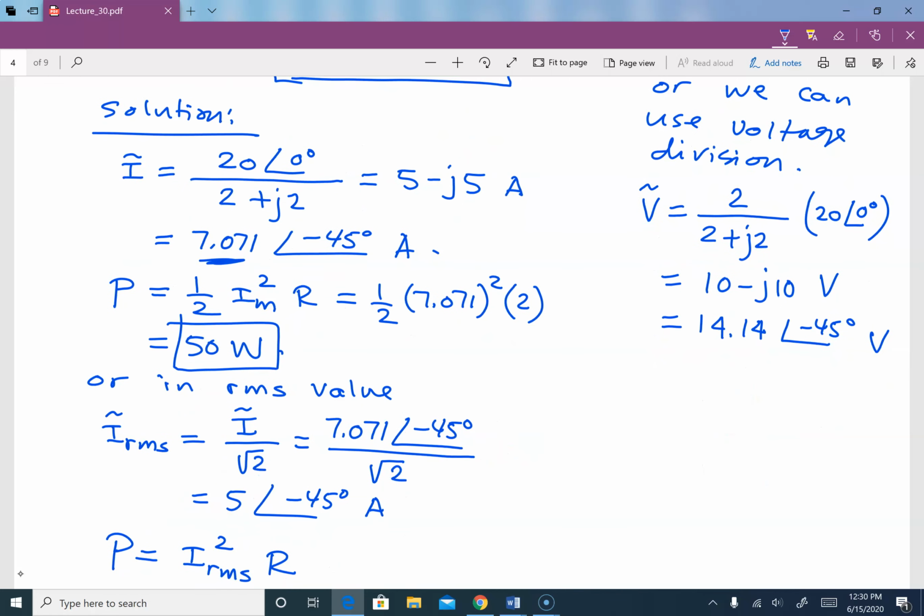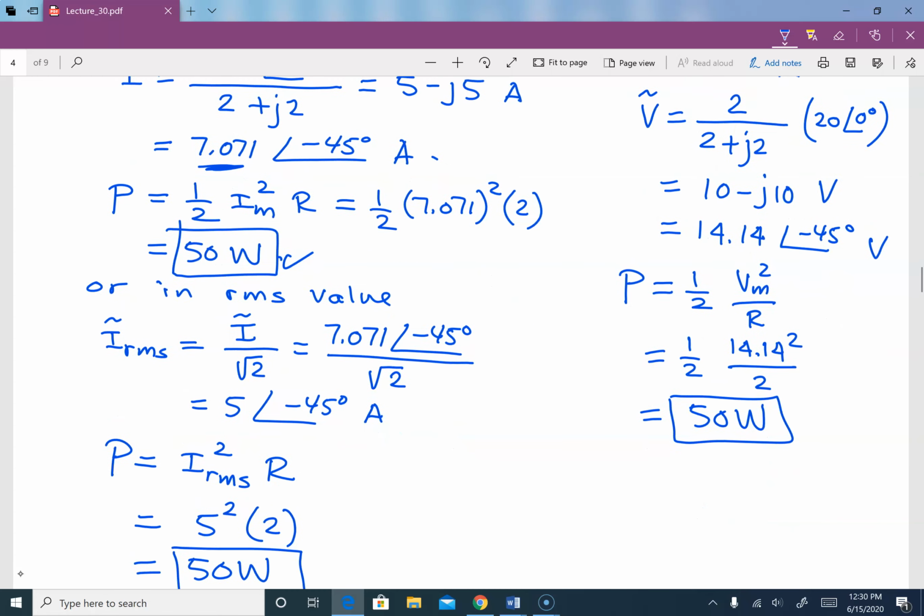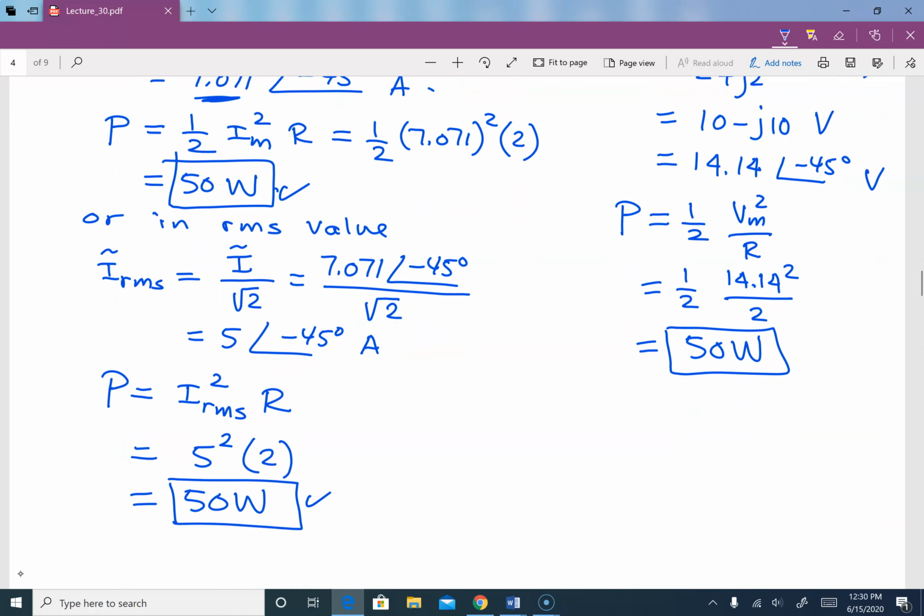So now we know the voltage drop across that 2 ohm resistor. So our average power P is equal to 1/2 Vm squared over R. And in this case, 1/2 times 14.14 squared over 2. And when you do that, that will be 50 watts. And that is the same as what we got earlier.